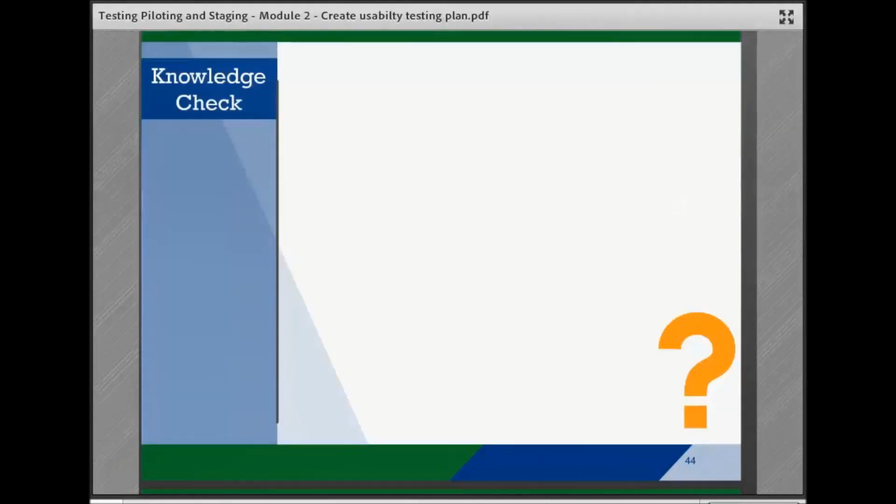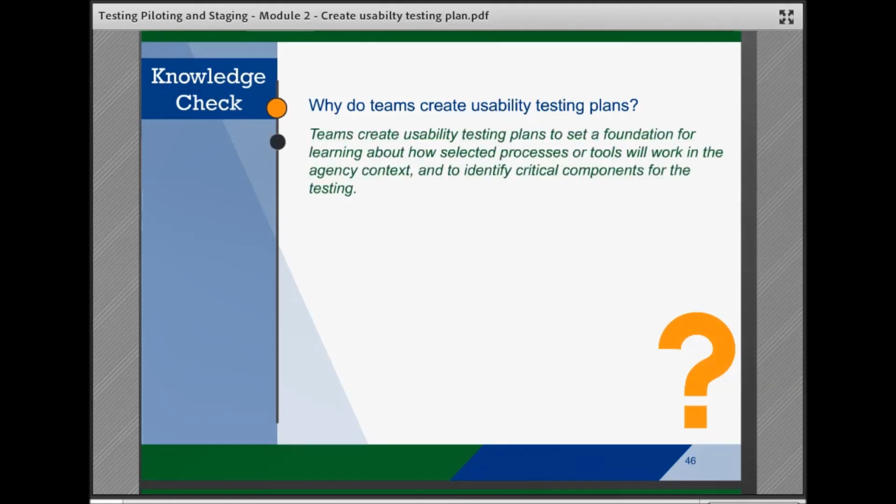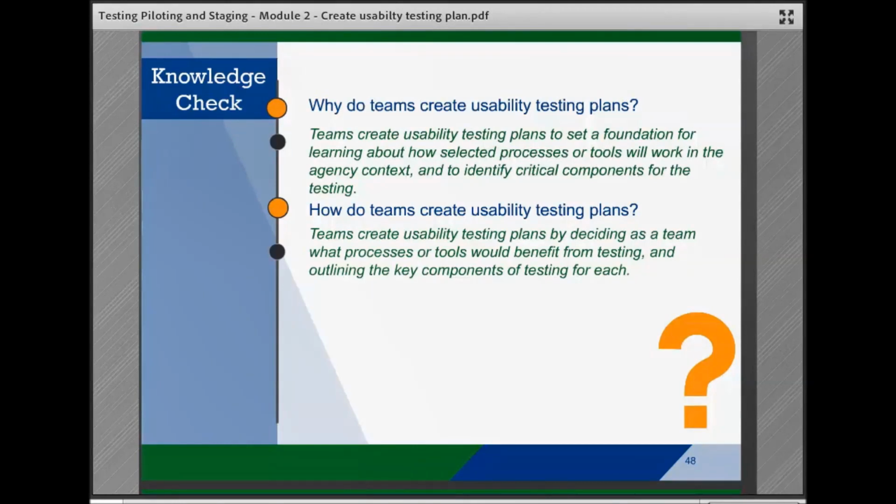Let's take a moment to check in on what you've learned about developing a usability testing plan. Why do teams create a usability testing plan? To set a foundation for learning about how selected processes or tools will work in the agency context and identify critical components for the testing. How do teams create a usability testing plan? By deciding as a team what processes or tools would benefit from testing and outlining the key components of testing for each.